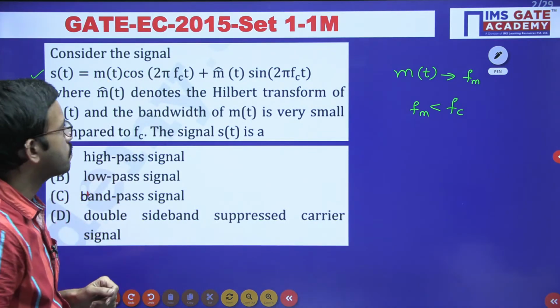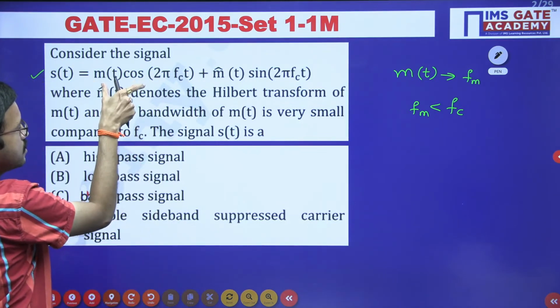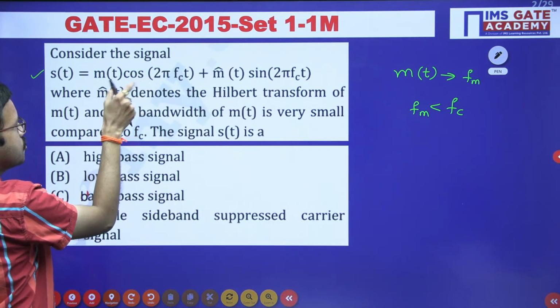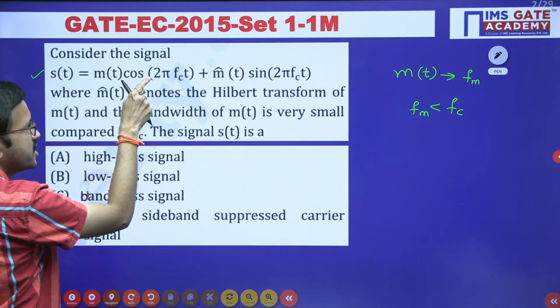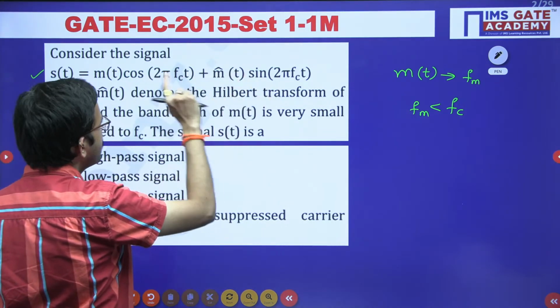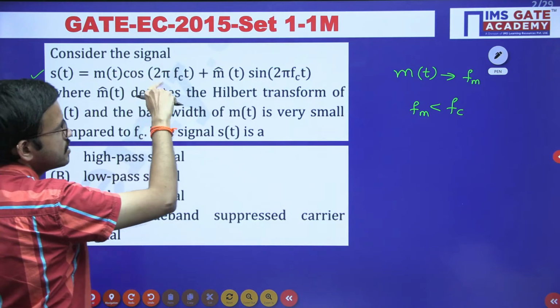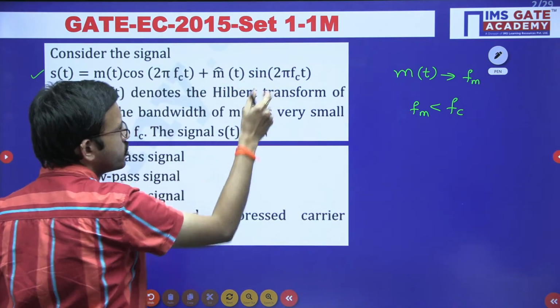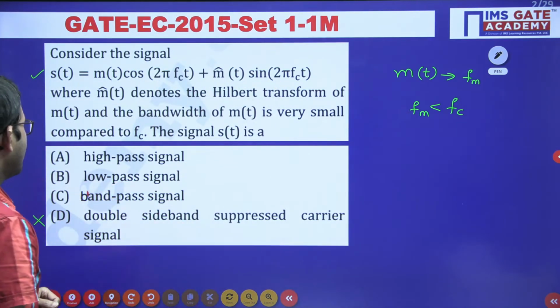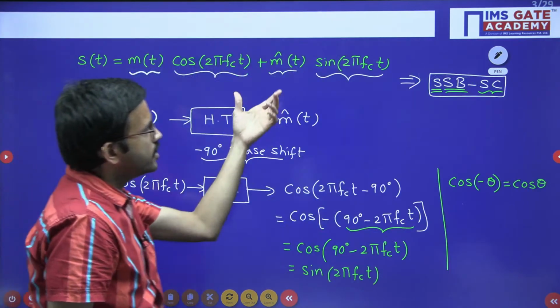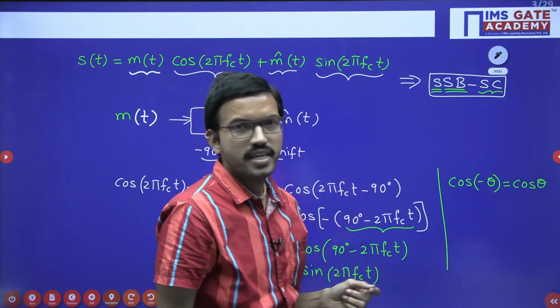But in this particular signal, in this particular equation, you are having the message signal and the corresponding carrier, whereas in this particular term, you are having the corresponding terms for both the signals. After you pass the Hilbert transform, you are going to get this. Now, we have identified the given signal is nothing but SSBSC.